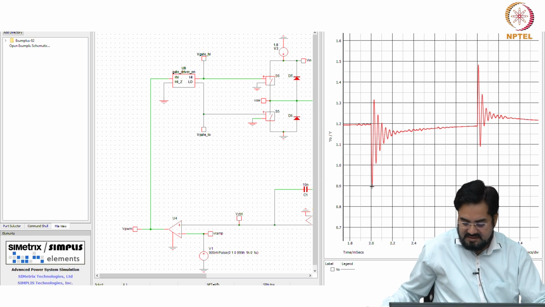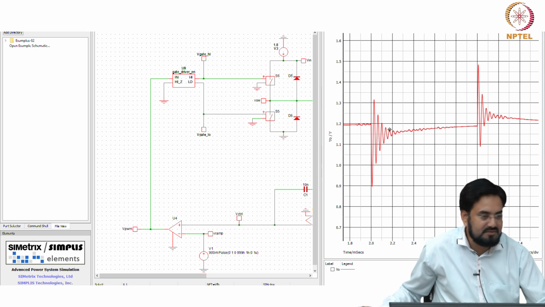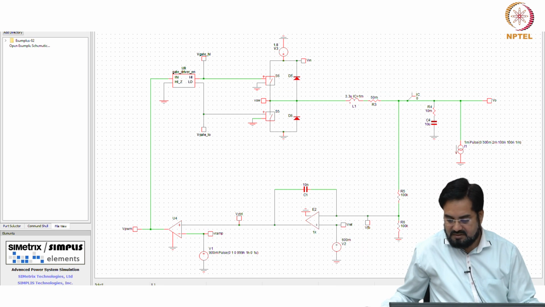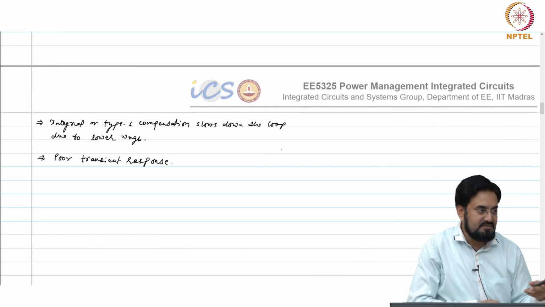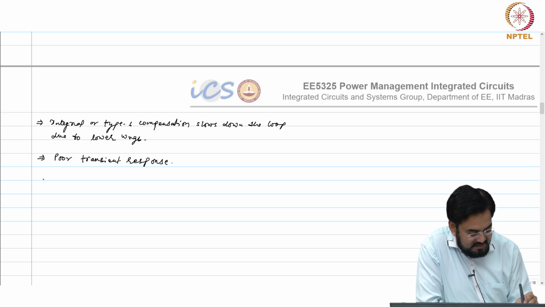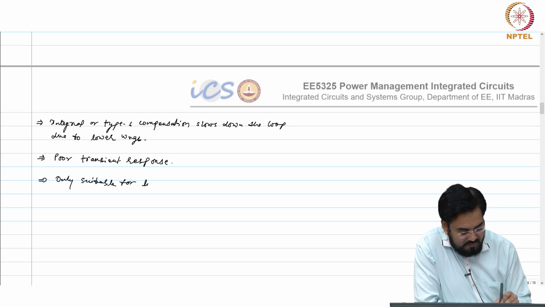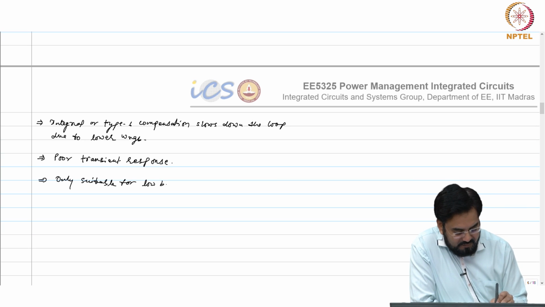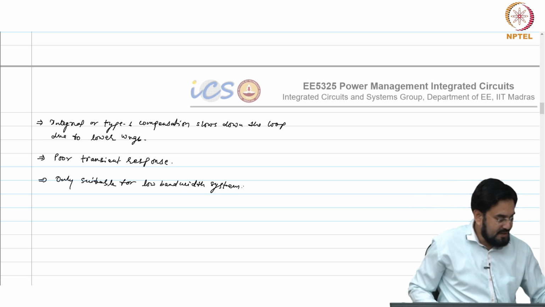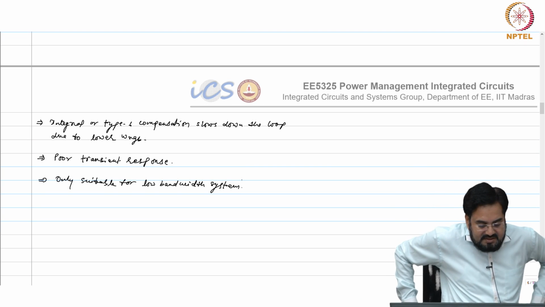So as I keep on increasing this capacitor value, this ringing eventually may go away at very large value, let us say 100 nanofarad or so, which will make it even worse in terms of bandwidth or transient response. So only suitable for low bandwidth system. Okay. So what could be the low bandwidth system?